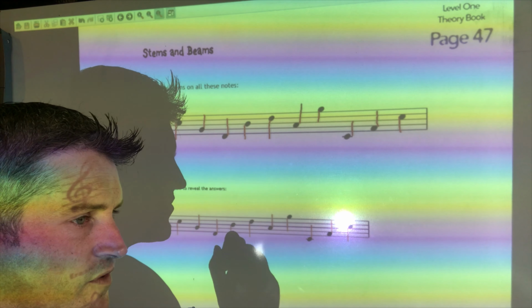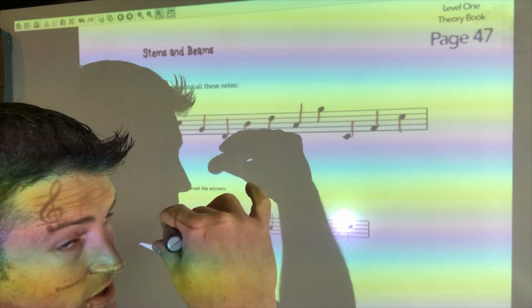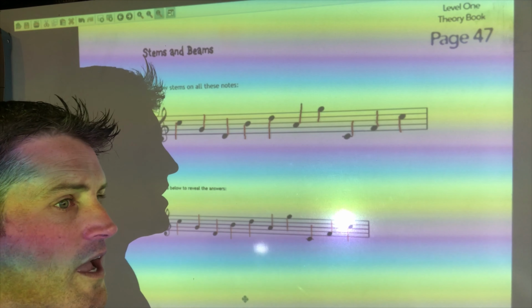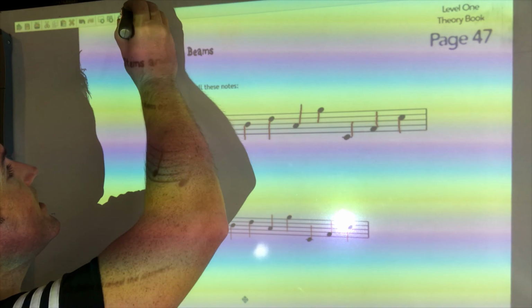You just need to make sure that if it's on that middle line or up, the stem's going down on the left hand side, and vice versa. If it's on the lower end, it's going up on the right hand side.